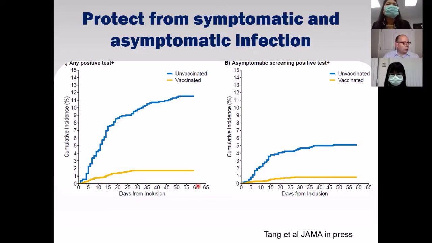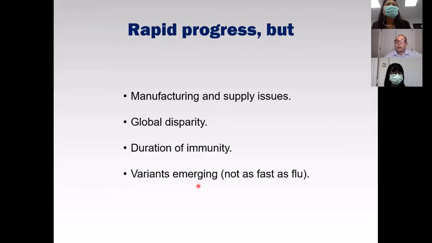So again, really encouraging data, I think, from a number of different sources. Of course, there's rapid progress, but there are also some big questions still to come with our COVID vaccines. There are manufacturing and supply issues, which I think is unfortunately manifesting in a global disparity. I'm almost embarrassed to say that where I am in the US, very soon we're going to have more vaccine than people willing to take it. In our local community, we're at about 30%.